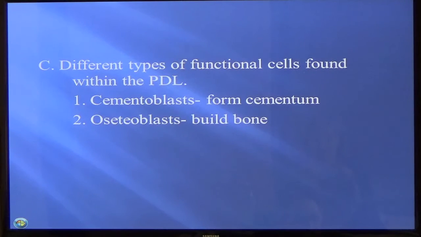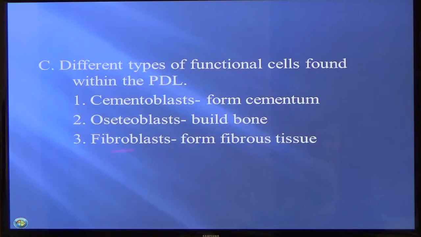So when you have braces and you move a tooth, on the back side you're making bone. As the tooth moves over, back here you're making bone, so you have osteoblasts. And on the front, as you're moving the tooth, you're resorbing bone, so you have osteoclasts kind of eating away at the bone.